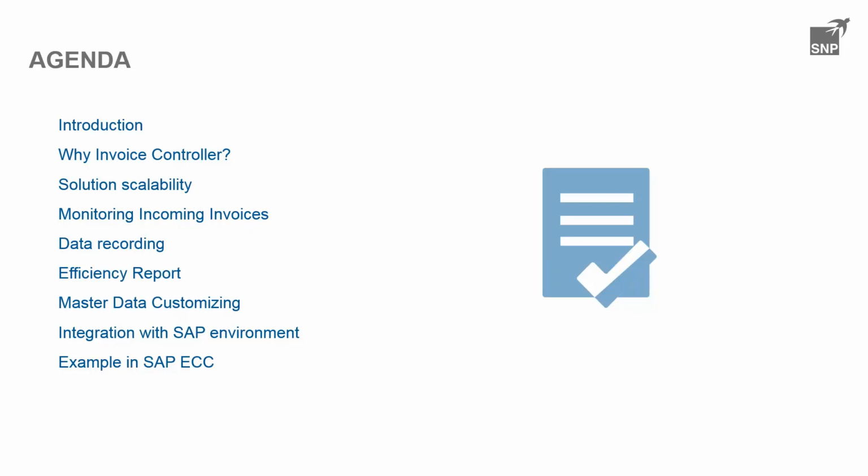After that, I will focus on scalability, adjusting and development of the solution in reference to organizational structure of shared service center. In the next part of presentation, I will describe main elements of Invoice Controller, which are Invoice Monitor and Efficiency Report. I will focus on main functionalities of Invoice Monitor, content of Efficiency Report, and a way data essential for analysis is recorded in the system. Next, I will show you customizing of dedicated master data and integration with SAP environment necessary for Invoice Controller implementation in your shared services center.